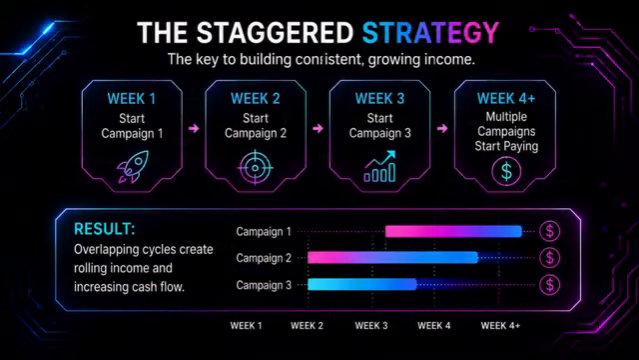The staggered strategy is one of the most important concepts to understand. Instead of only running one campaign at a time, a member can start one campaign in week 1, another campaign in week 2, and another campaign in week 3. Remember, you can have 3 active campaigns running simultaneously per account. By week 4 and beyond, multiple campaigns can start paying at different times. This creates overlapping cycles, which can help produce more consistent rolling income instead of waiting on just one campaign to complete. The purpose of the staggered strategy is to create rhythm, consistency, and momentum.